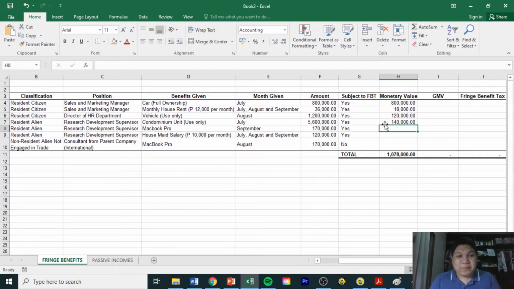Next, we also have the MacBook Pro, wherein I'm guessing the entire MacBook Pro is given to the employee. Therefore, we will just copy this one, the 170,000, and also the housemaid salary. So again, this is for 3 months. Okay, wait, so this is 30,000. That's 10,000 per month given during the months of July, August, and September. So we will copy this 30,000 as our monetary value. And then this one, again, it's 0 because this is not subject to Fringe Benefit Tax.